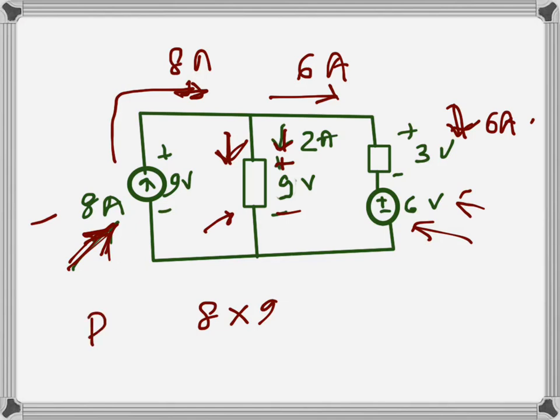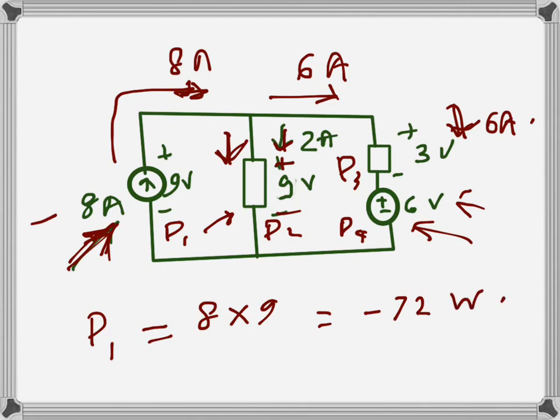So if I say that to be P1, let's call this P1, this P2, this one P3, and this one P4. So P1 is 72, and since this is a source, we will write minus 72 watts. So that's the power by the current source. Then we have the power by this element, which is P2. It is 2 times the voltage drop is 9 volts, so that's 18 watt.